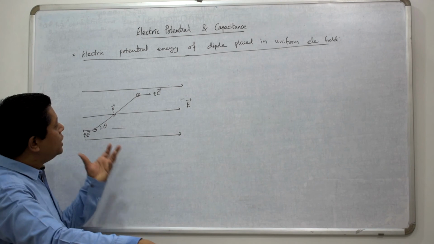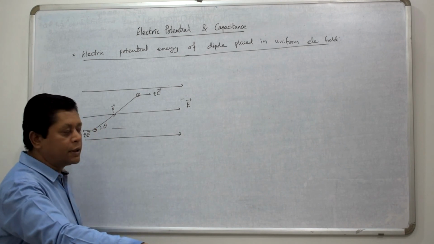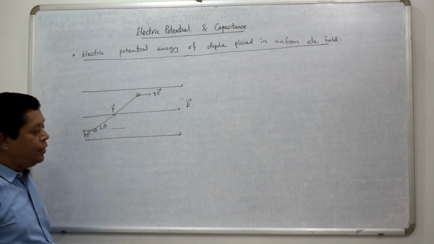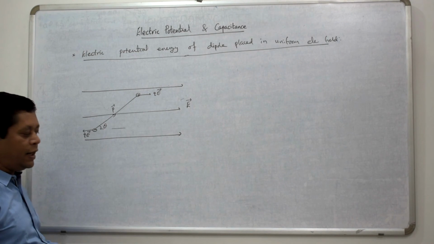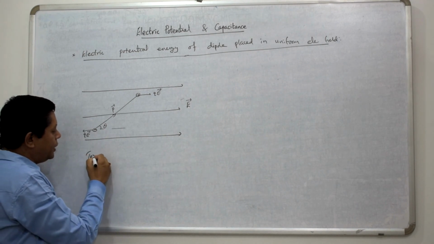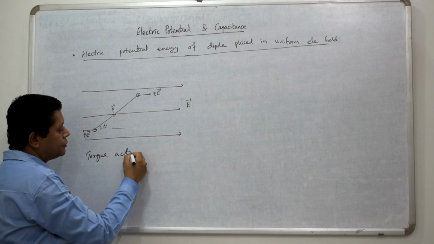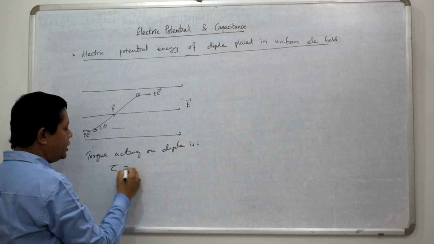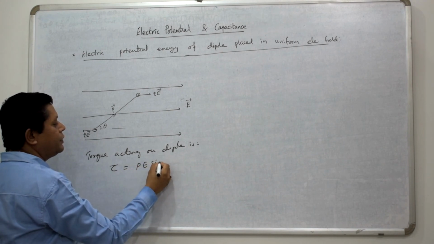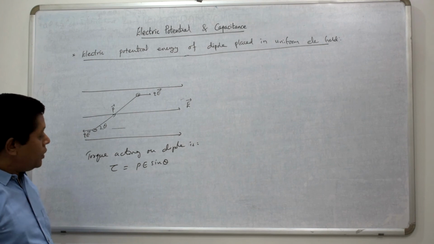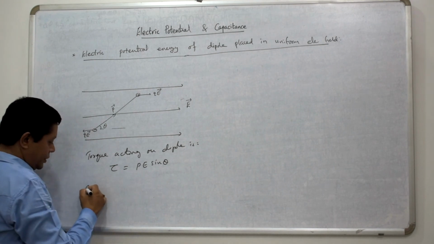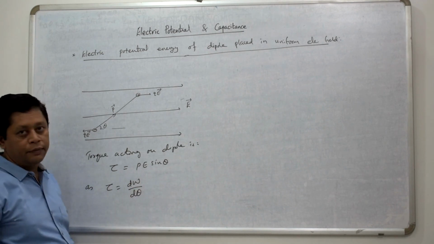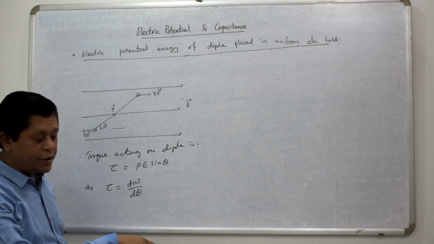Now, when this dipole is placed into an electric field, due to the torque acting on the dipole, it will rotate in the direction of the applied field. Dipole moment will align in the direction of the applied field. The torque acting on the dipole is tau equal to P cross E, that is equal to PE sin theta. As you know, torque is also defined as the rate of doing work, dW by d theta. Torque is the work done per degree of twisting.